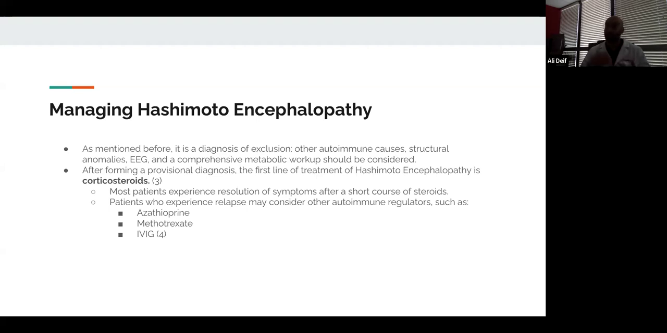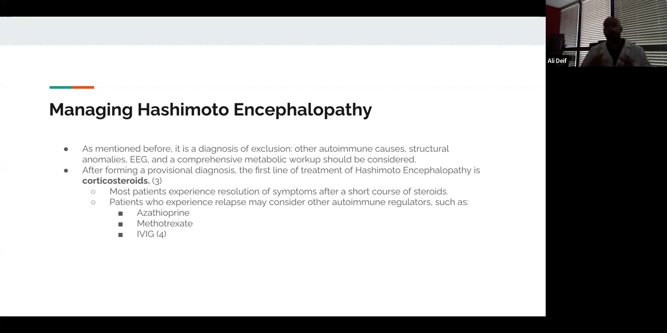EEG should be done, especially in patients with seizures, myoclonic jerking, and a comprehensive metabolic workup should also be considered, also because of the things I mentioned earlier, urea, ammonia, these kinds of things.